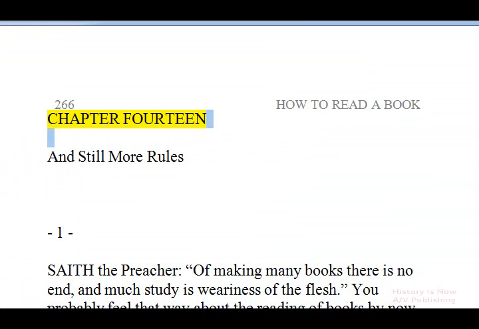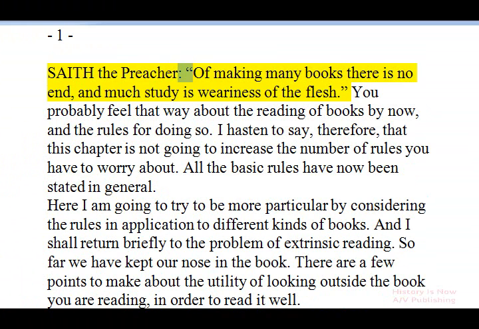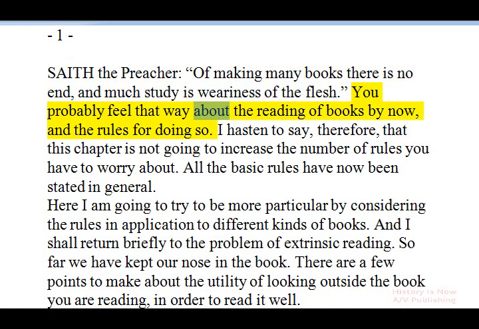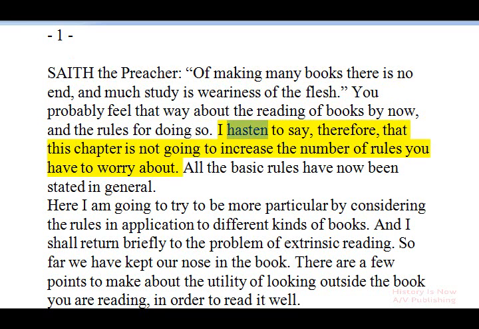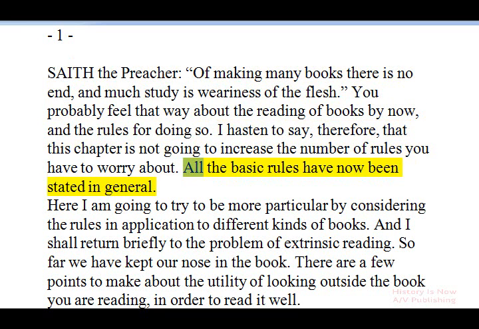Chapter 14. And still more rules. Saith the preacher, of making many books there is no end, and much study is weariness of the flesh. You probably feel that way about the reading of books by now, and the rules for doing so. I hasten to say, therefore, that this chapter is not going to increase the number of rules you have to worry about. All the basic rules have now been stated in general.